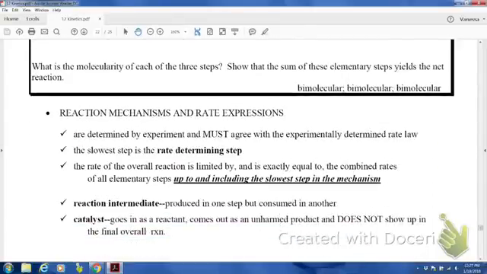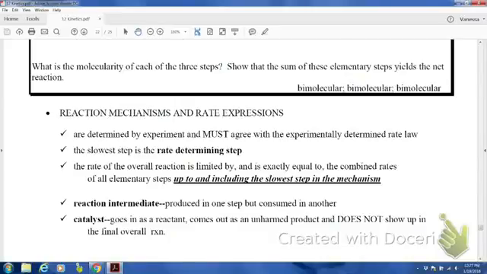Okay, so when we're talking about those steps, all three of those steps were bimolecular because you had two particles colliding. Forgot to answer that part. The reaction mechanism and rate expressions are determined by experiment and must agree with the experimentally determined rate law. The slowest step is your rate determining step, meaning how quickly it will proceed. The rate of the overall reaction is limited by that slowest step. So basically you just start writing the rate and then add them up till you get to the slow step, and then you stop.